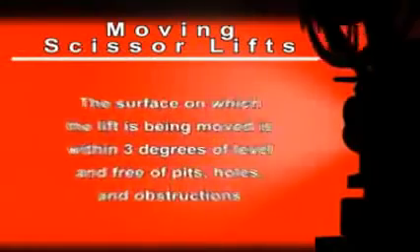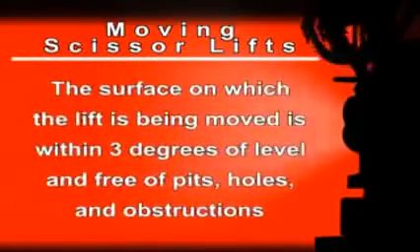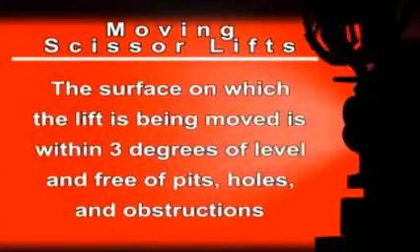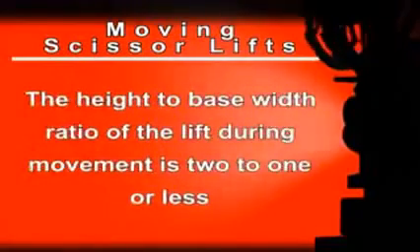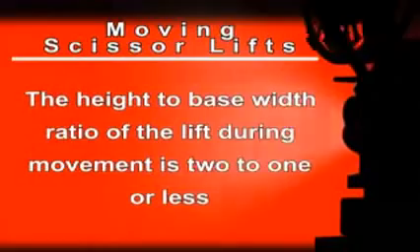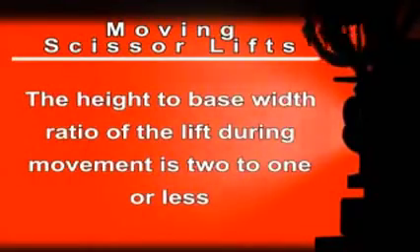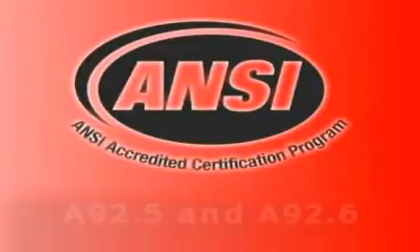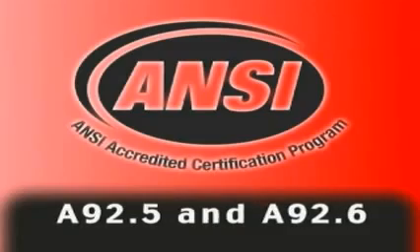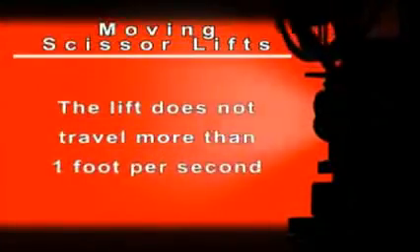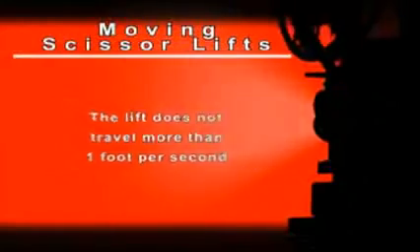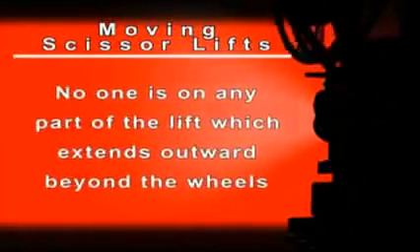Personnel should never ride on a scissor lift unless the following conditions exist. The surface on which the lift is being moved is within 3 degrees of level and free of pits, holes, and obstructions. The height to base width ratio of the lift during movement is 2:1 or less, unless the lift is designed and manufactured to meet or exceed recognized stability test requirements such as ANSI SIA A92.5 and A92.6. The lift does not travel more than 1 foot per second, and no one is on any part of the lift which extends outward beyond the wheels.